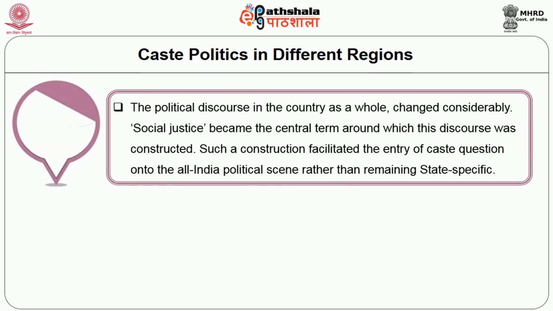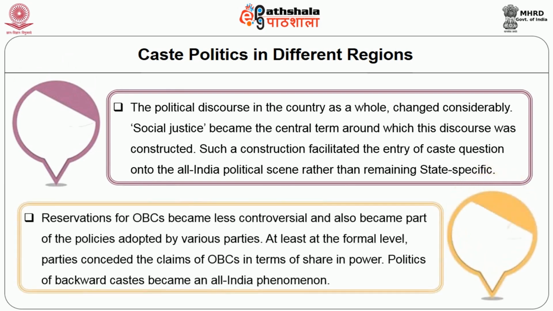Social justice became the central term around which the discourse was constructed. Such a construction facilitated the entry of the caste question onto the all India political scene rather than remaining state specific. Reservations for OBCs became less controversial and also part of the policies adopted by various parties. At least at the formal level, parties conceded the claims of OBCs in terms of share in power. Politics of backward caste became an all India phenomenon.